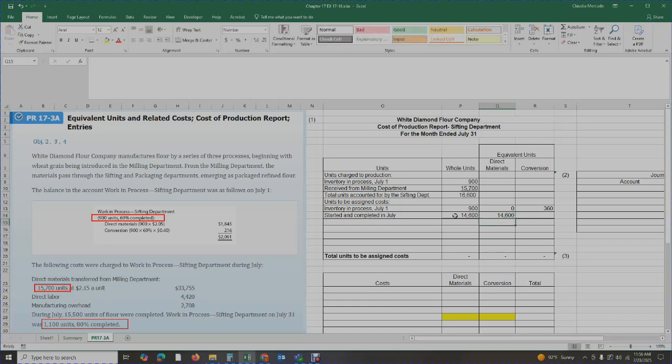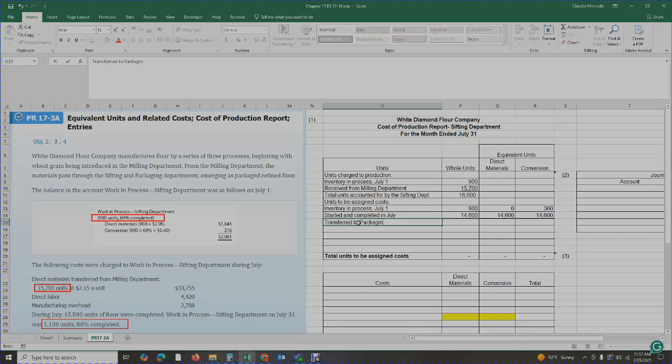Now for conversion costs, it is also the same thing. Conversion cost, remember, is our overhead and our labor. So how many units did we start and complete in relation to overhead and labor in the month of July? Well, if we started and finished them, that means that the 14,600 units were used for conversion purposes. Now we can get the total to be transferred to the packaging department.